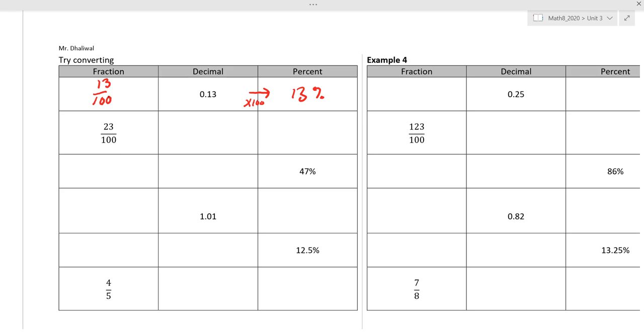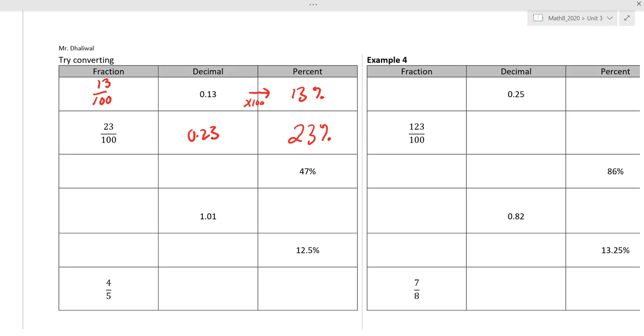What's 23 over 100 as a percentage? It would be 23%. As a percentage, you just take the top number, if it's out of 100. And what's it as a decimal? 0.23. We either divide 23 by 100, or we look at the percentage and just move the decimal 2 spaces to the left, right? 0.23.